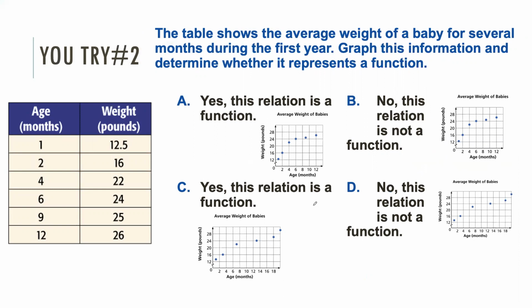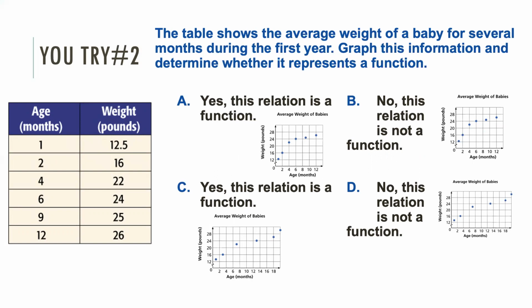Okay, so here we are. We're going to plot our coordinate points first. The first thing I know is 1 is 12.5. Looking at that, they all look pretty good. So I'm going to take a look at 2. 2 is 16. So A works, C works, D works, and B works as well.